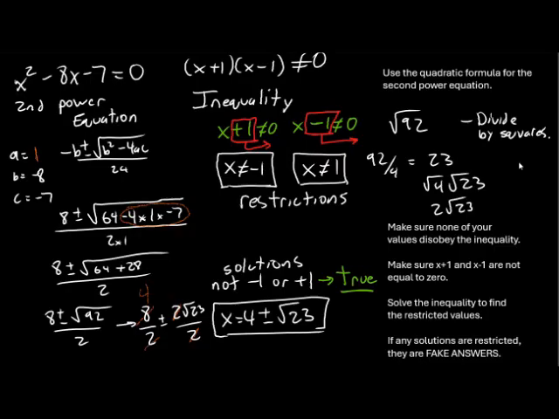Therefore, it's important that when you solve a rational equation, you make sure that you know what the restrictions are before you write your solutions down. However, we verified that 4 plus square root 23 and 4 minus square root 23 do not give us plus 1, and they do not give us minus 1.